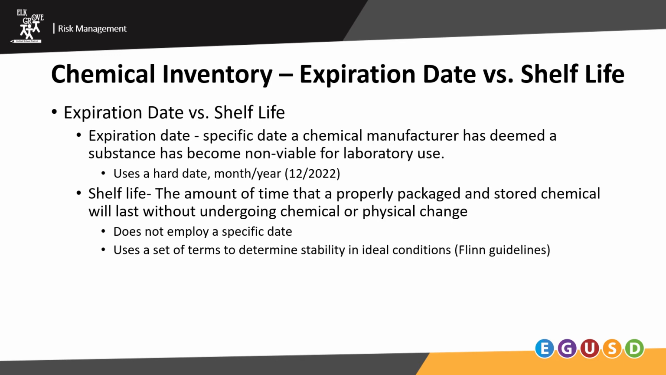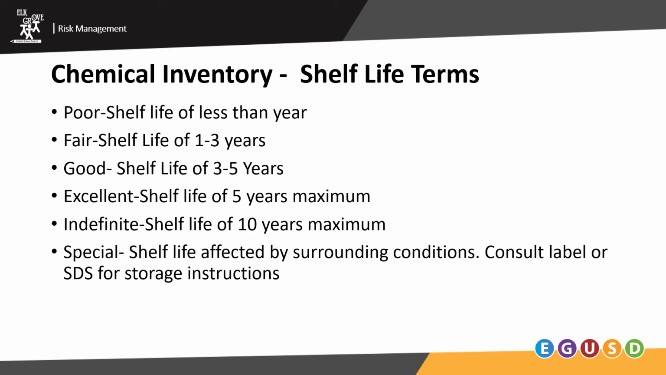Flynn guidelines. Shelf life terms. Poor: shelf life of less than a year. Fair: shelf life of 1 to 3 years. Good: shelf life of 3 to 5 years. Excellent: shelf life of 5 years maximum. Indefinite: shelf life of 10 years maximum. Special: shelf life affected by surrounding conditions. Consult label or SDS for storage instructions.